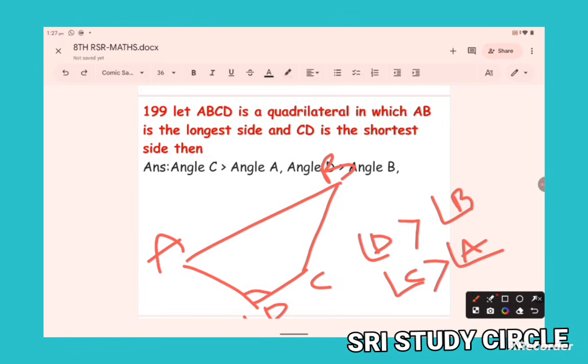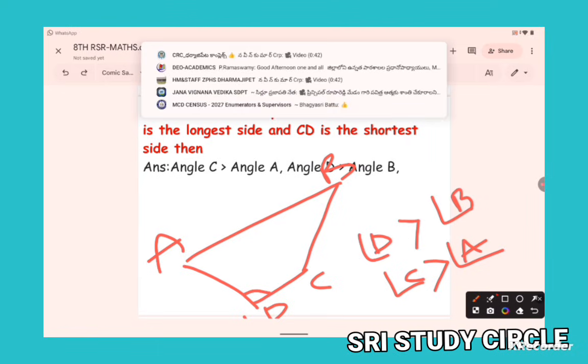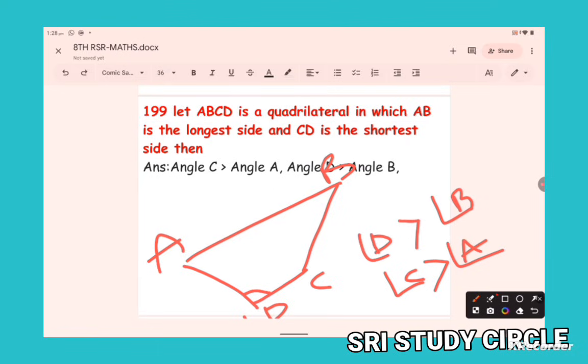Comparing angle A and angle C, angle C is the greater angle because angle C is opposite to the longer side. Similarly, comparing angle B and angle D, angle D is opposite to the longer side. Therefore, angle D is greater than angle B, and at the same time, angle C is greater than angle A.